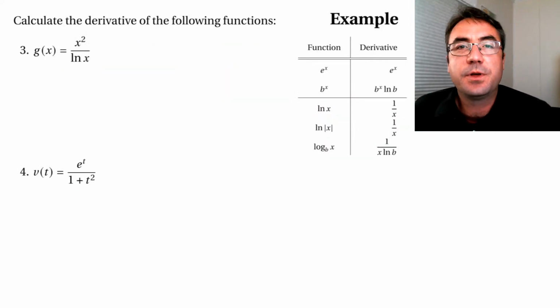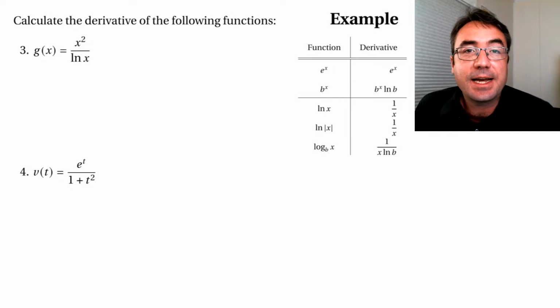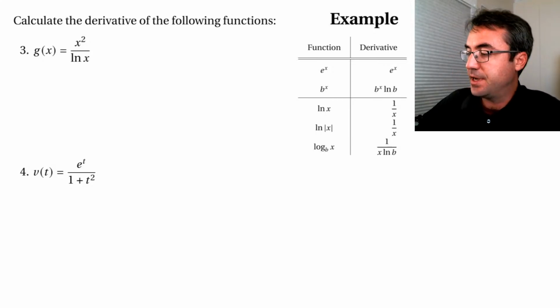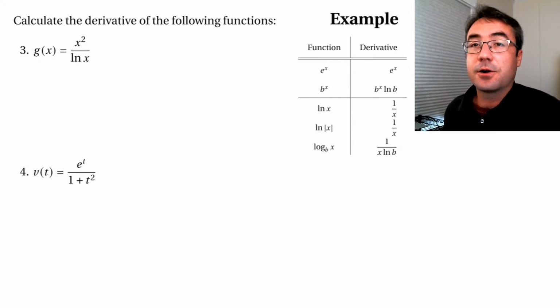All right, let's see one with some log functions and exponential functions. So let's look at the function x squared divided by natural log x. So it's another fraction. So we're going to need our quotient rule.